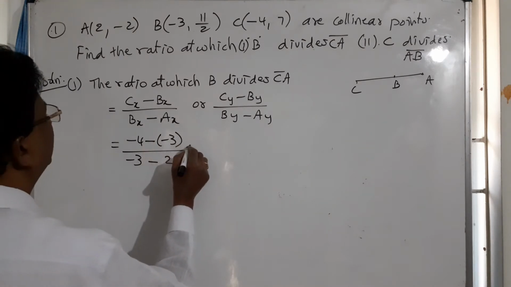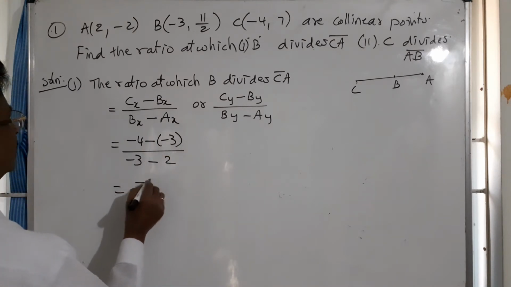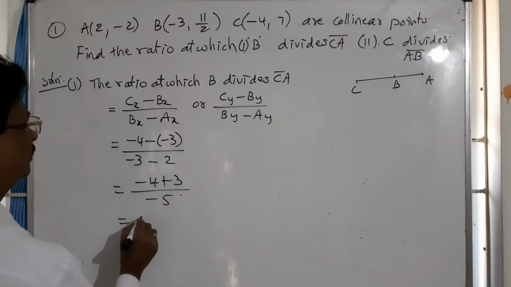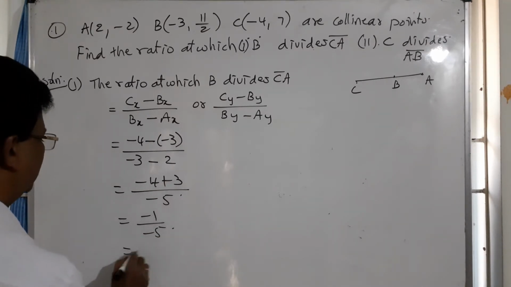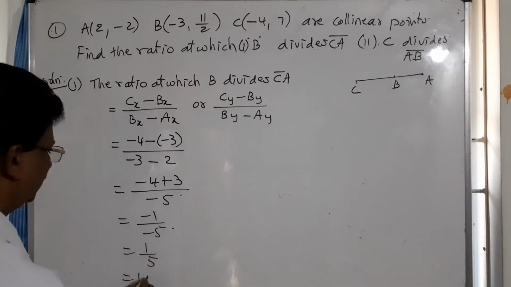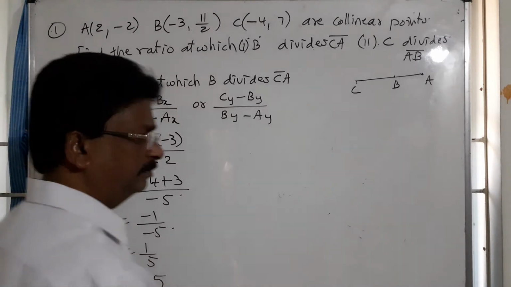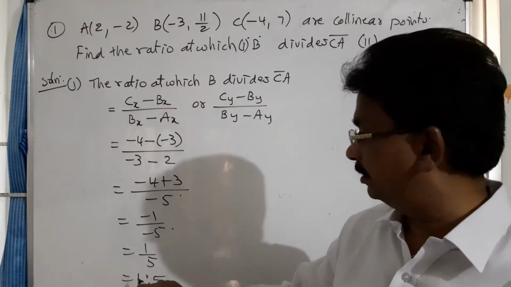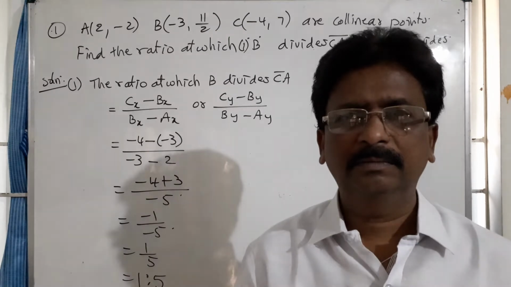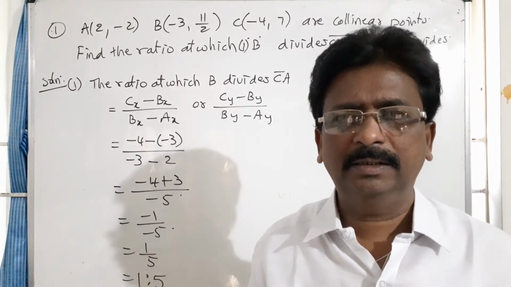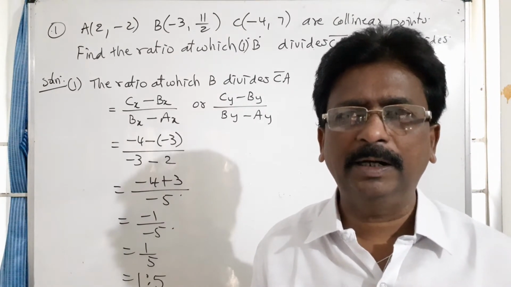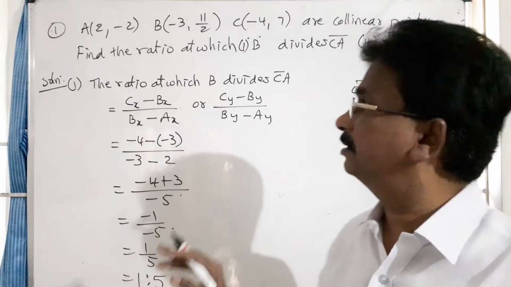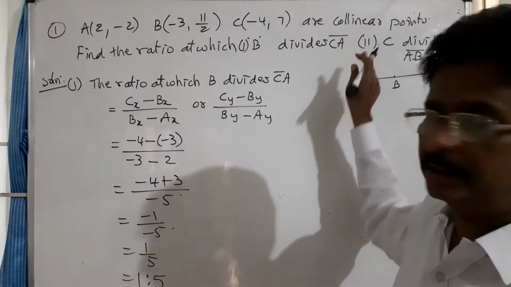Now how much are we getting here? Minus 4 plus 3 divided by minus 5 is minus 1 by minus 5, which is 1 by 5, that is 1:5. So the point B divides CA in the ratio 1:5. Now clearly we can say that B is an internal point of CA. B lies between C and A. Okay, one question is over. Let us go to the next question.